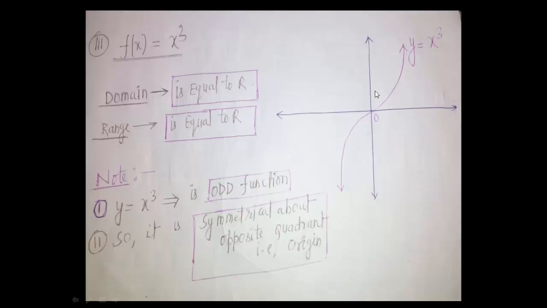From the graph you can easily see that x can take all real numbers for which y can be defined. So the domain is equal to R, the entire real numbers. Similarly the range is also the entire set of real numbers.